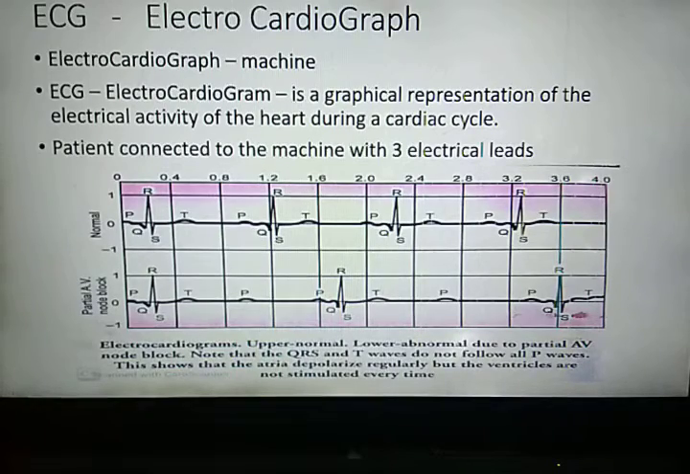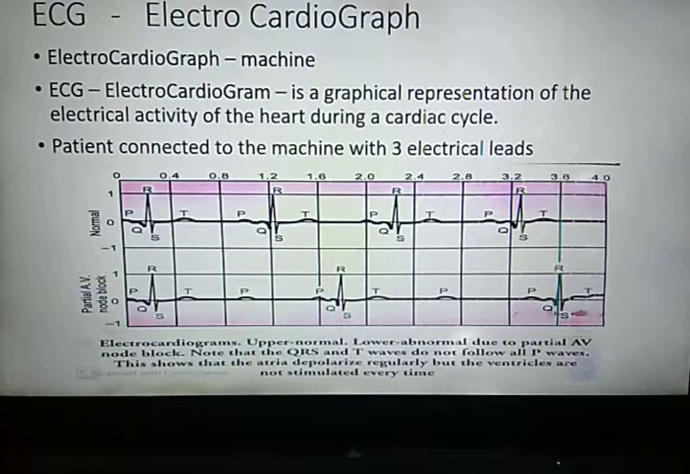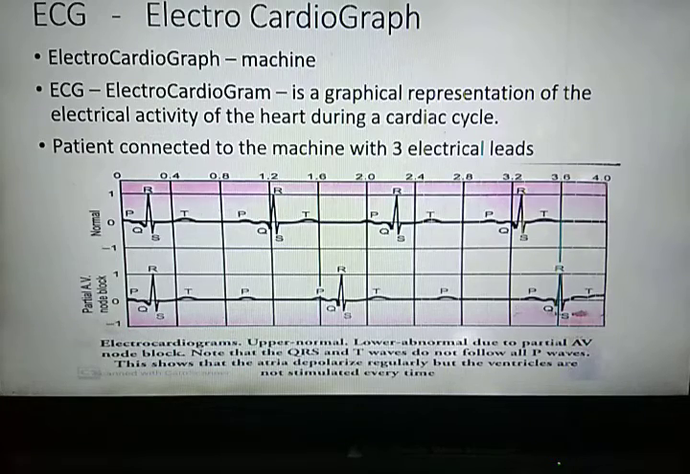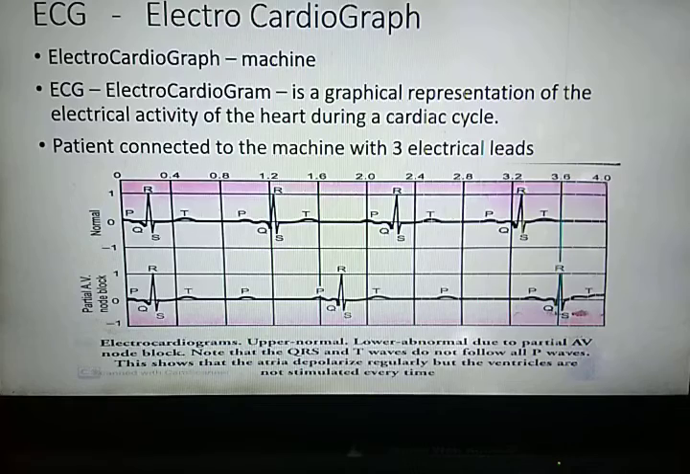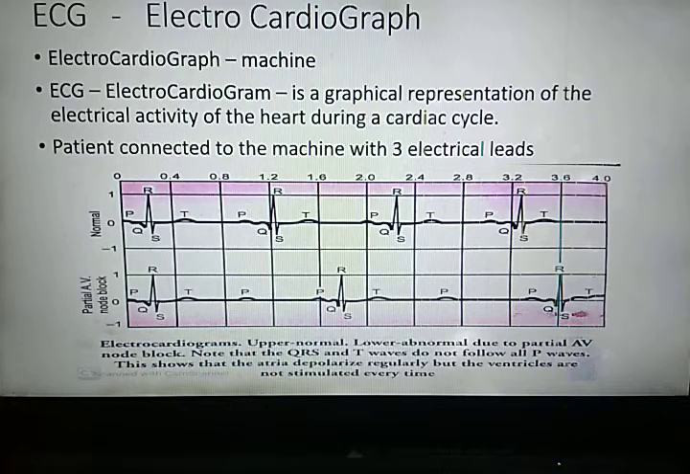To obtain a standard ECG, a patient is connected to the machine with 3 electrical leads, one to each wrist and one to the left ankle, that continuously monitor the heart activity. For a detailed evaluation of the heart's function, multiple leads are attached to the chest region.